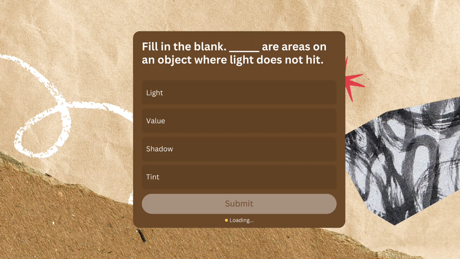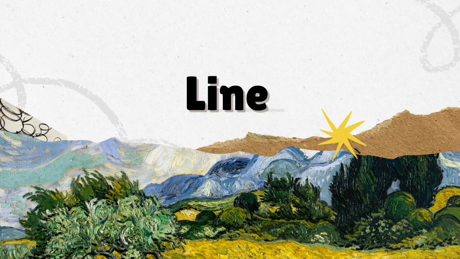And for question number 3, fill in the blank. Blank are areas on an object where light does not hit. Is it light, value, shadow, or tint? Now, let's talk about line.